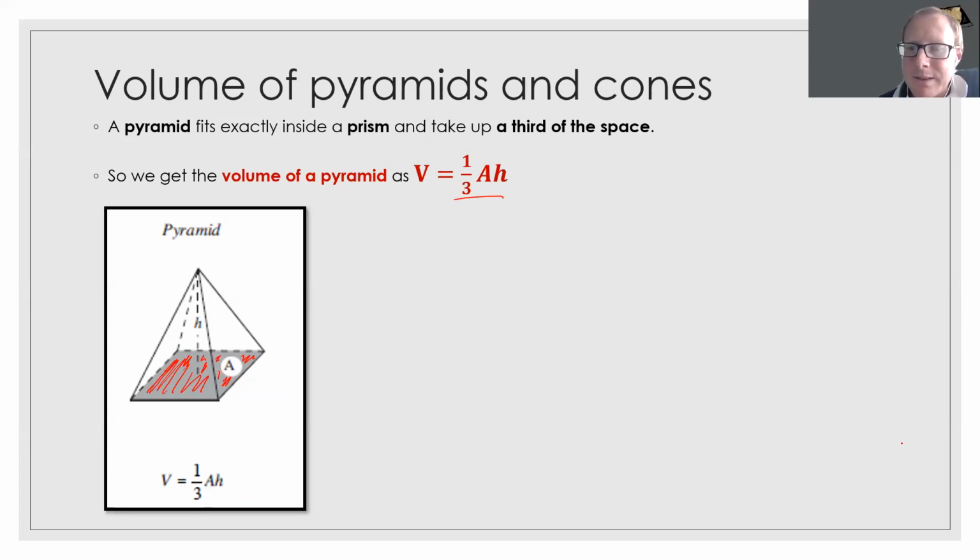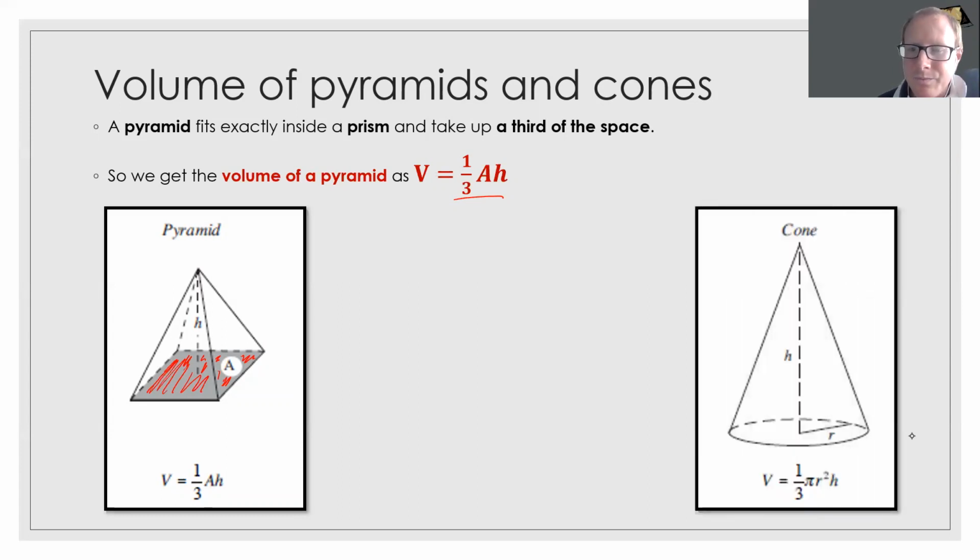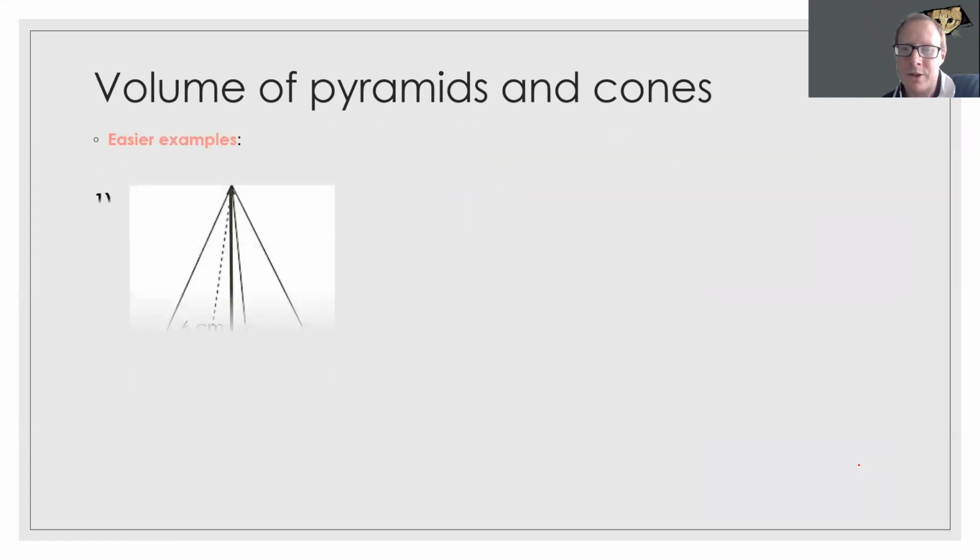Now, if the base is a circle, this area becomes pi r squared. Okay? That's our area, and we have pi r squared. So that becomes our volume of a cone, which would be a third of a cylinder. Okay, let's do an example of each of those.